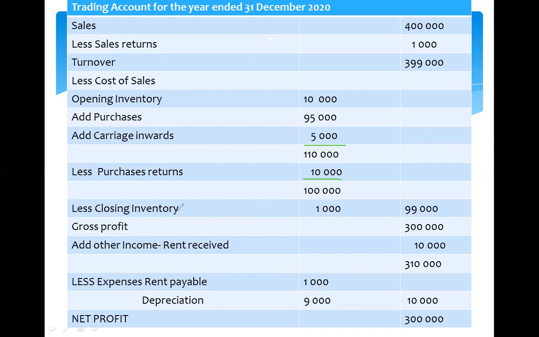Then we less our closing inventory. This is unsold stock. It is actually given in most cases. So we put another line. Be careful to put this line, extending from this to this. Remember there was a line here before our network problem.